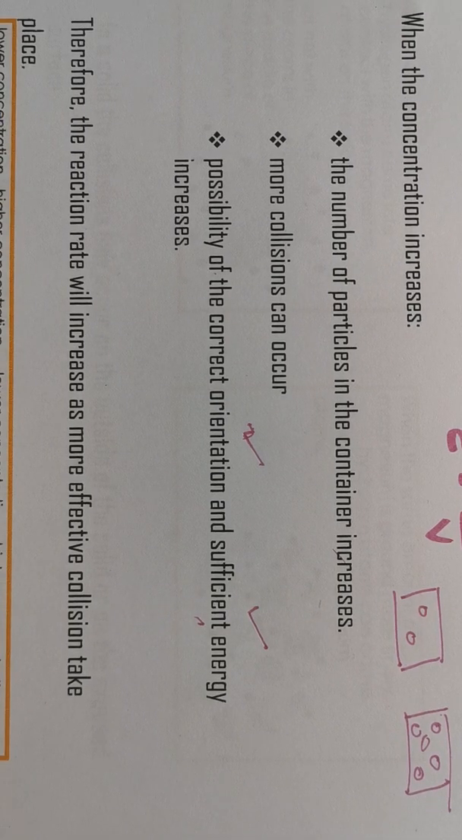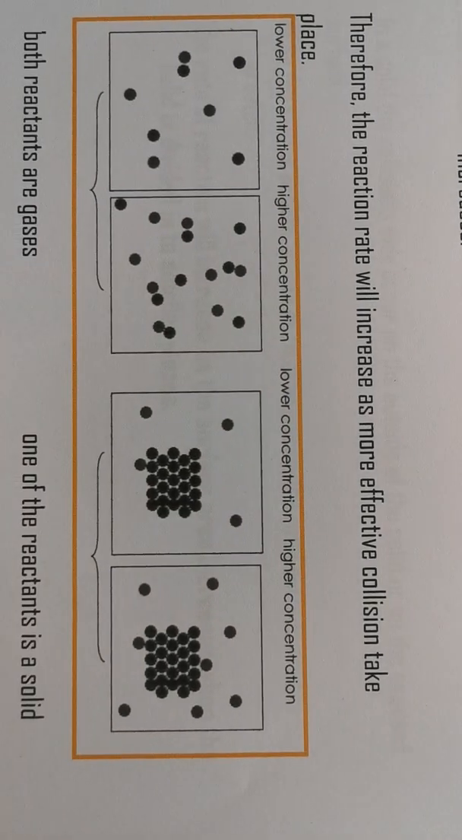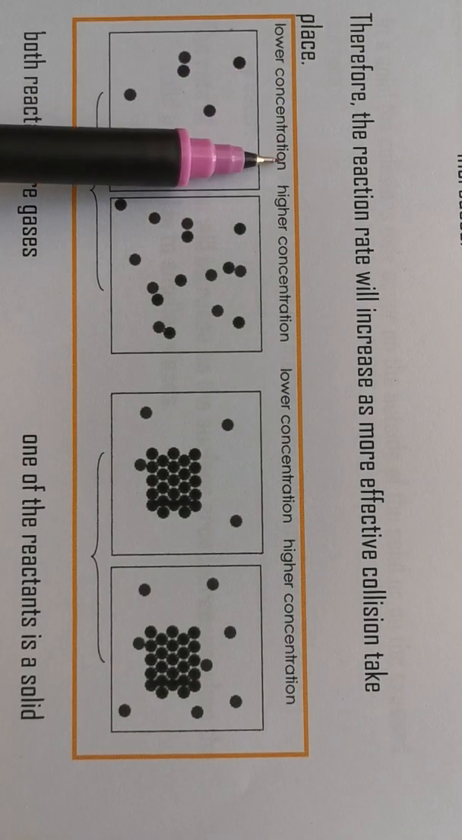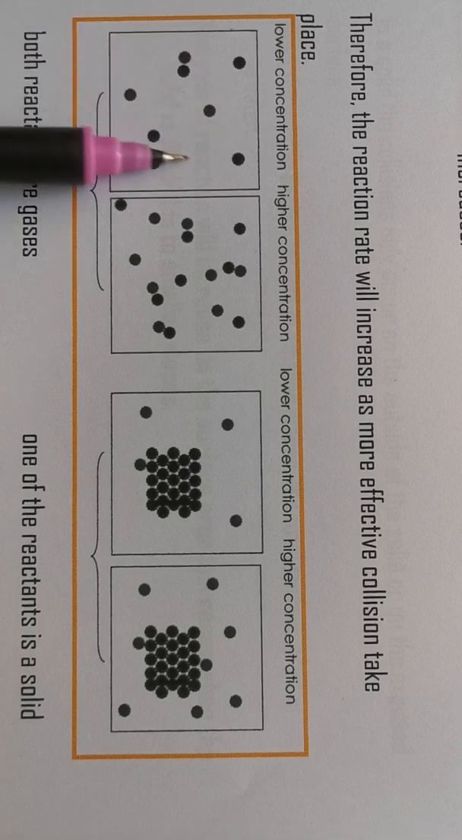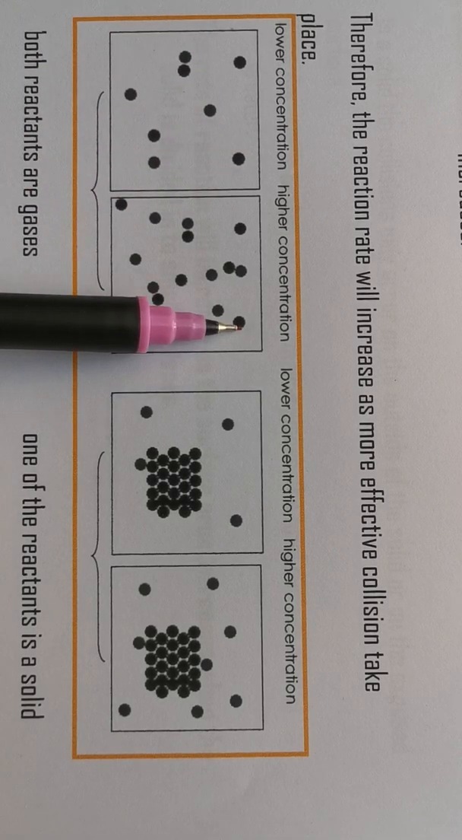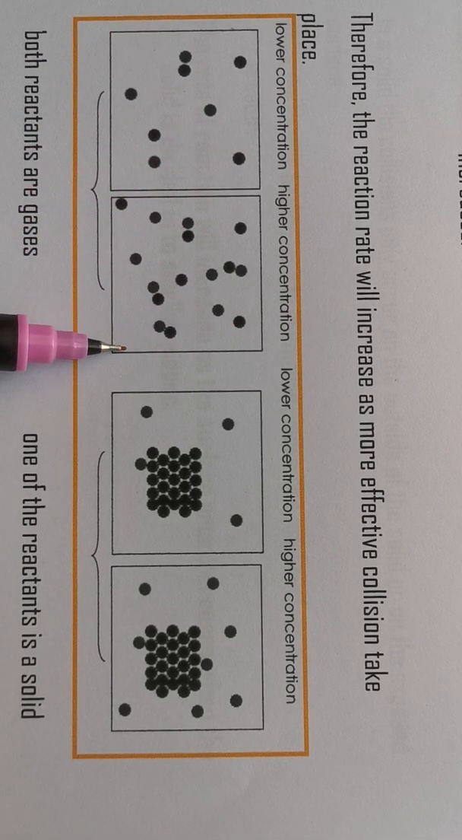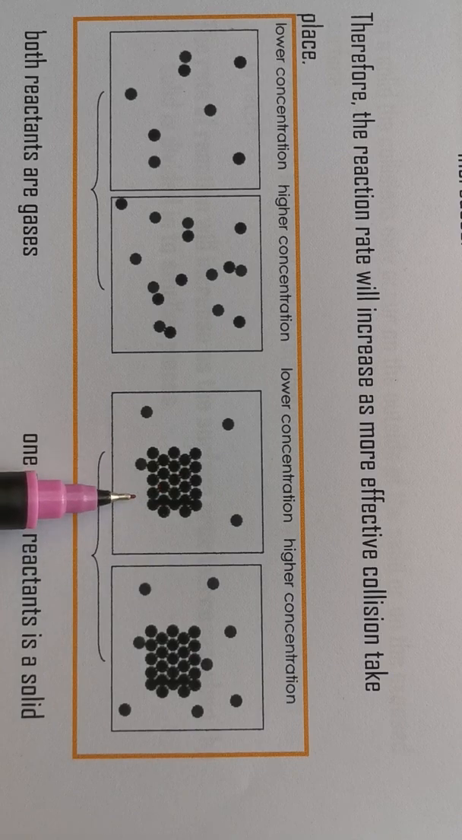So this picture that I have here, you can see that at a lower concentration, we have fewer particles in the same space, and at a higher concentration, we have more particles in the same space. These are all gases. Then when it comes to concentration like this, we've got a lower concentration versus a higher concentration, and that's if one of the reactants is an actual solid. Okay.